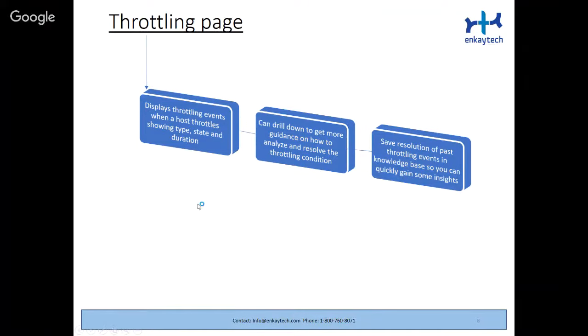But the throttling page is a page you would go to if you actually saw an issue and you wanted to do a drill down and see, how am I going to resolve this? There's also a knowledge base that you can save throttling events to, as to how you resolved that particular throttling event, so that the next time it happens, you have some help as to how you resolved it in the past, and can quickly go back and resolve the issue.